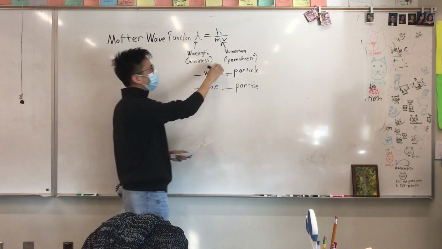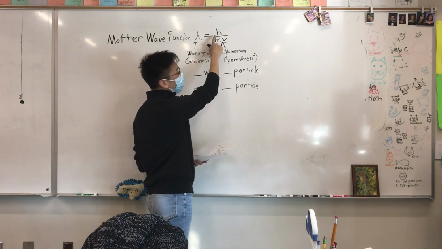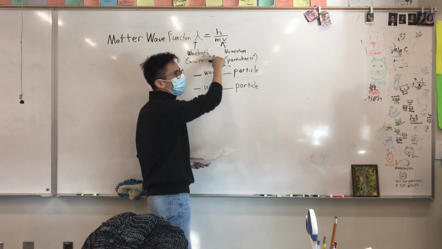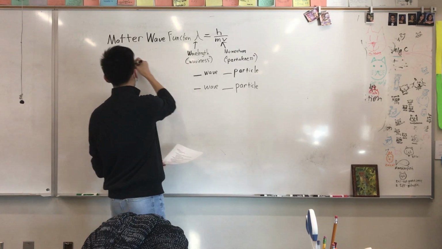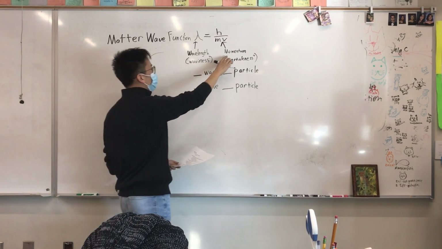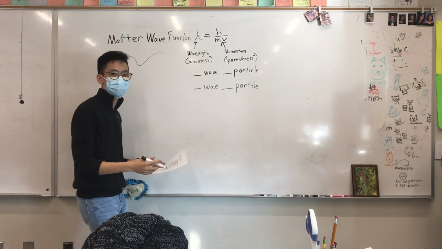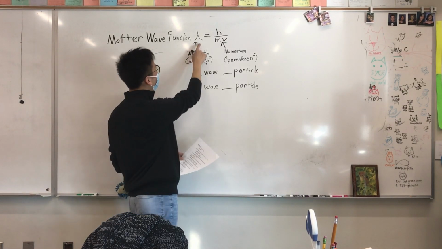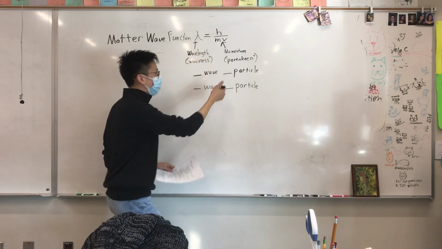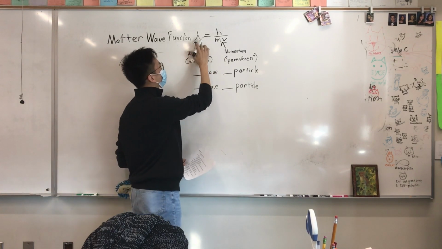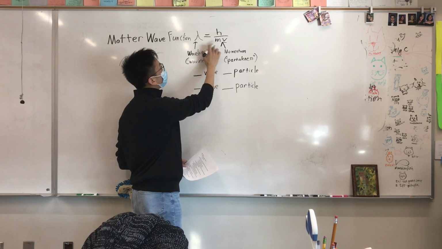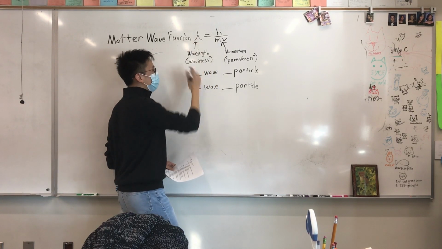So our matter wave function is the wavelength, or lambda, equal to h, which is Planck's constant, over mv, which is momentum. Wavelength is the waviness, how wave-like your light is. Momentum is how particle-like you are. Now, we can see that lambda and mv over here are inversely proportional. You can see that if mv gets really, really big, lambda gets really, really small, and vice versa.